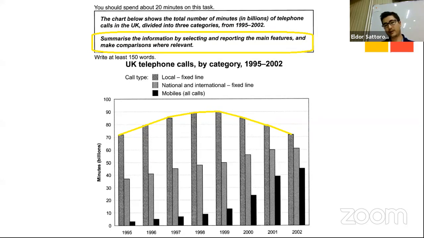Now, the second highlighted part, let's have a look at an example here. That's another very common issue. The local fixed line, as you can see, goes up, and at the end of the period, it goes slightly down. So this is another common mistake. Again, in the task achievement, you make sure that you are not only summarizing and comparing, but also reporting the data correctly. If you are giving incorrect data, incorrect numbers, obviously you lose marks, and this is a very common mistake by students. Let me move to the next page.